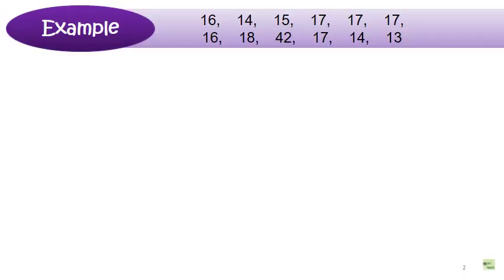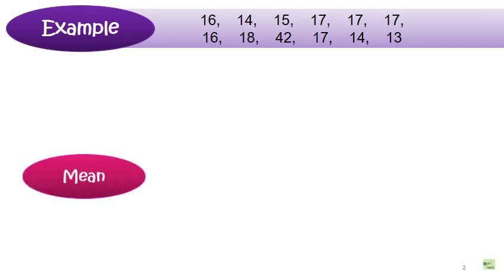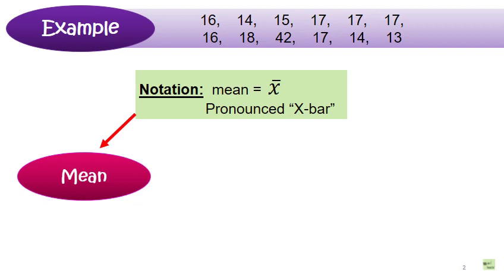Let's have a look at the following example. So we have a data set with 12 points, 16, 14, 15, and so on. And we want to get the mean of this data set. So mean for a sample we denote by x bar.